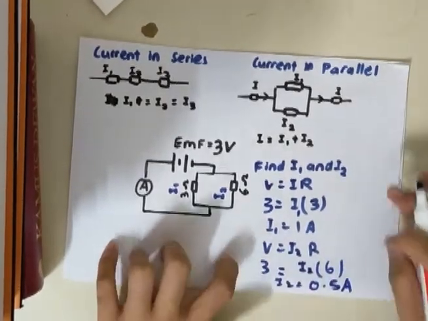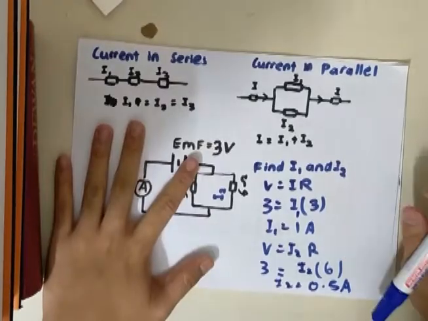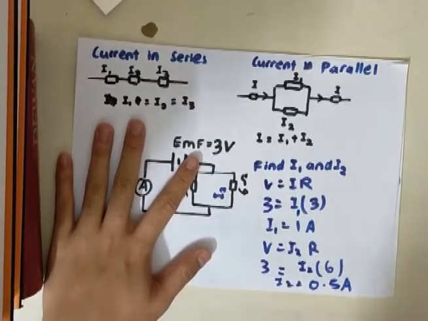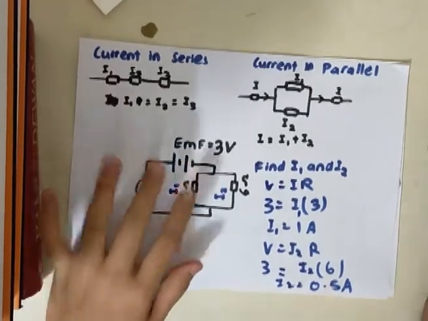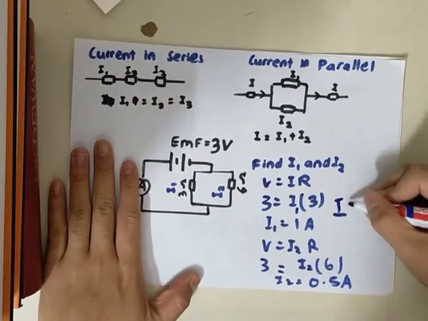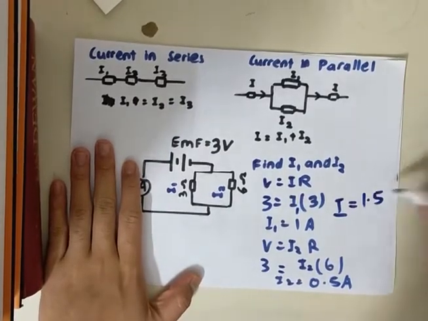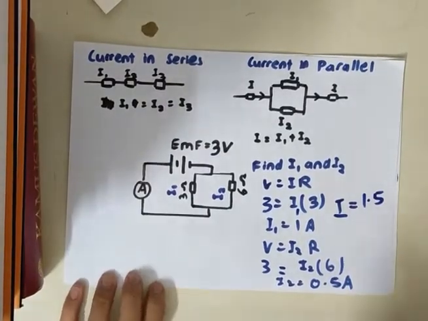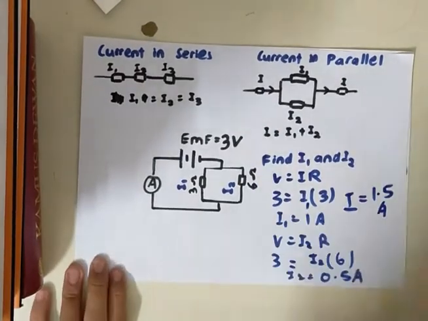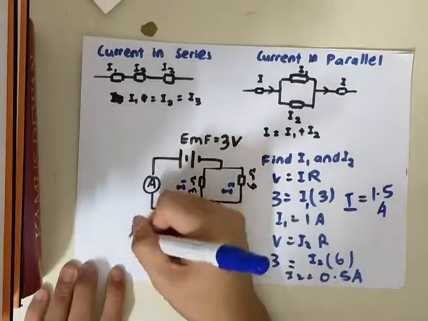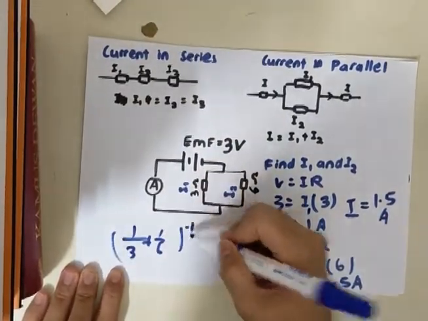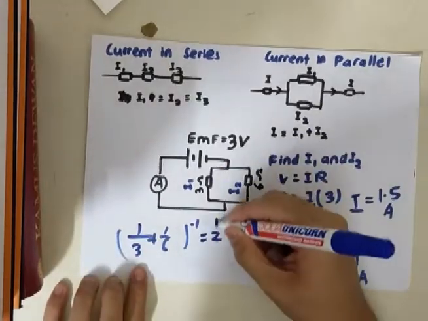Remember, for electricity, write everything in decimal. Do not write it in fraction because they might deduct your marks for doing so. If we got this, we can get the total as 1.5. There's another way of getting the total current. The other way would be you just find the resistance of this. It will be (1 over 3 plus 1 over 6) to the power negative 1. This one equals 2. So the resistance equals 2.